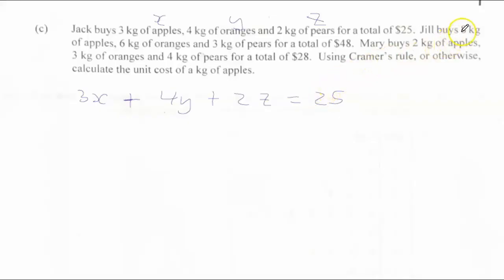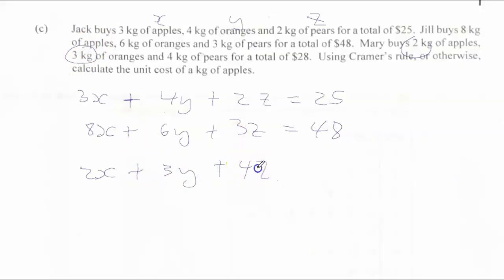And then for Jill, it's 8 apples, so 8x plus 6 oranges, 6y, plus 3 kilograms of pears, that's 3z. Total is 48. And for Mary, that's 2x plus 3y plus 4z equal to 28.